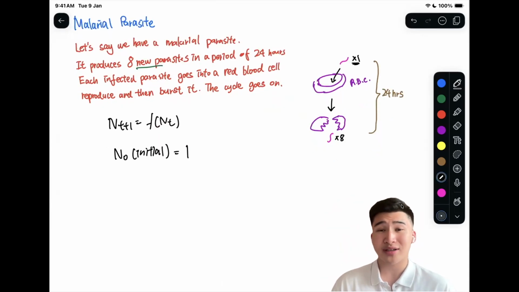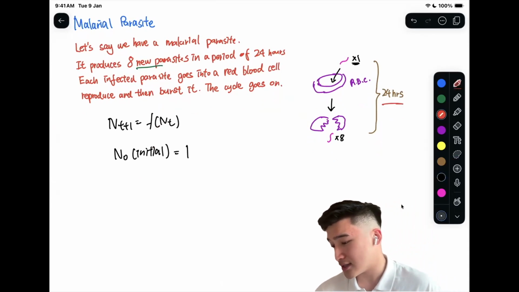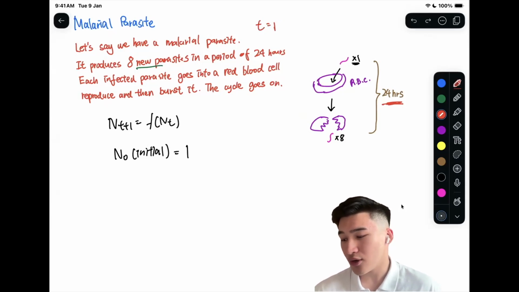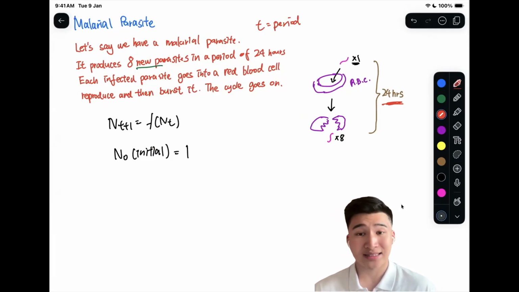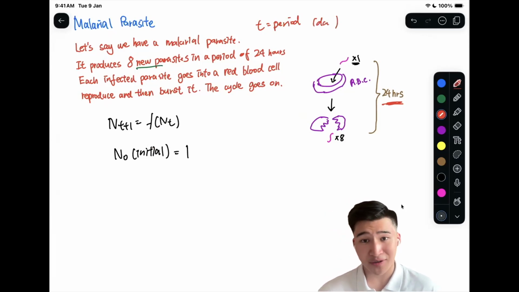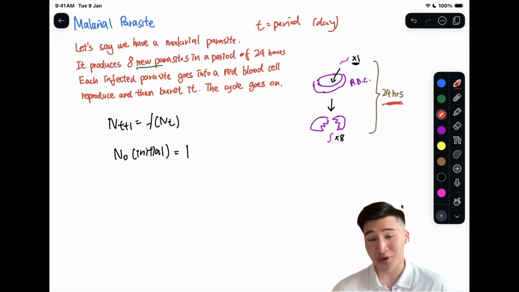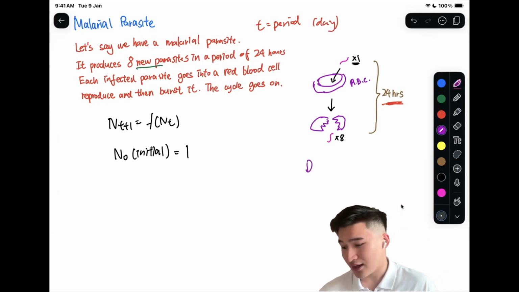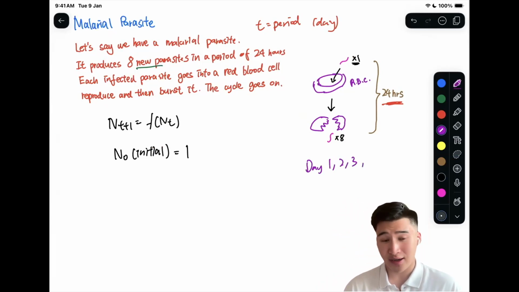So we want to know what happens throughout the days, because you can see the question here, to give you a hint, is 24 hours. Remember when I said t is a period? What do you think the period represents here? In this case, we would treat it as days. You have day zero, which is the initial starting point, after 24 hours you have day one, day two, day three, day four, day five, and so on and so forth. So t within N_t, we will call day.